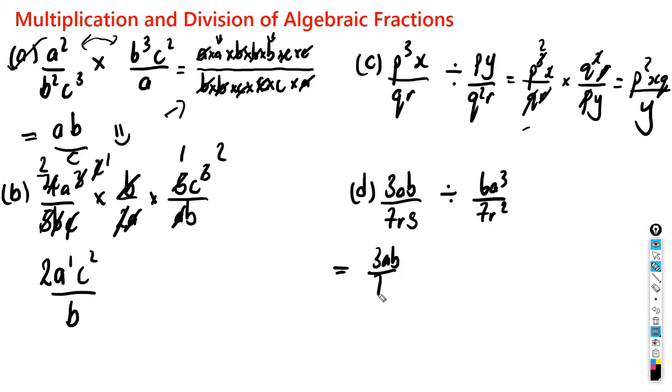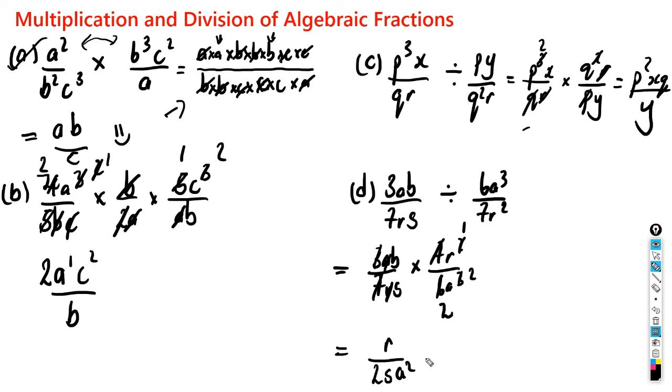3ab over 7rs multiplied by, you flip the right side, and we end up with 7r squared over 6a to the 3. Now this a can go into this a one time, leaving a squared. This 3 can go into this 6, leaving 2. This 7 goes into this 7 one time for each. This r goes into this r squared, leaving r to the 1. And we're just going to end up with the answer being r over 2s a squared, right? And that's our answer.